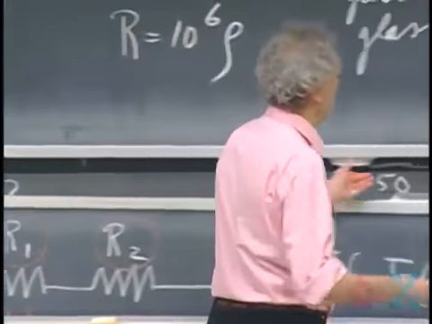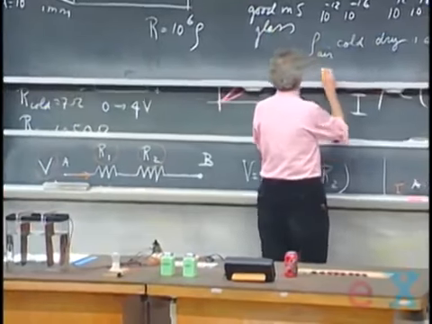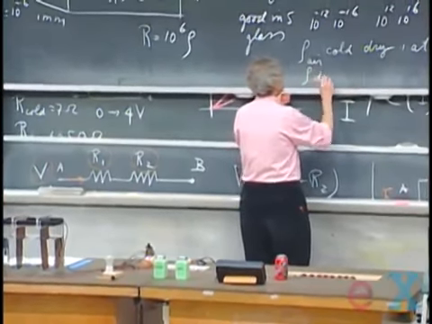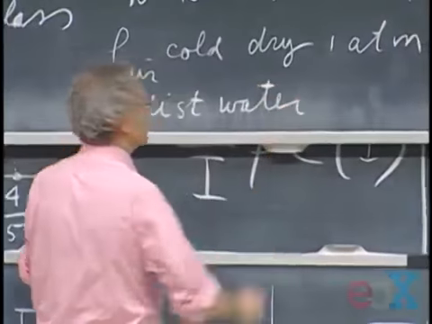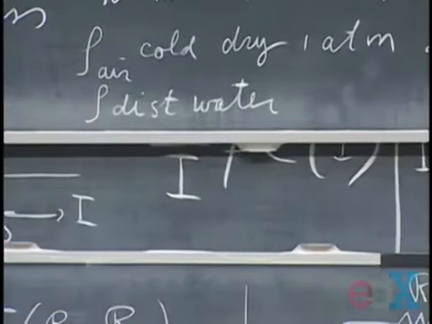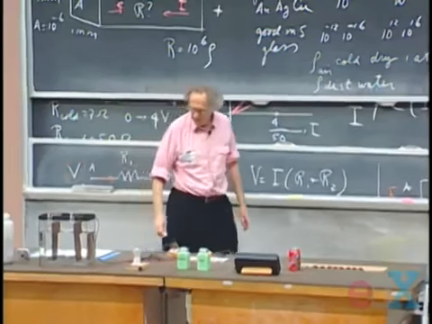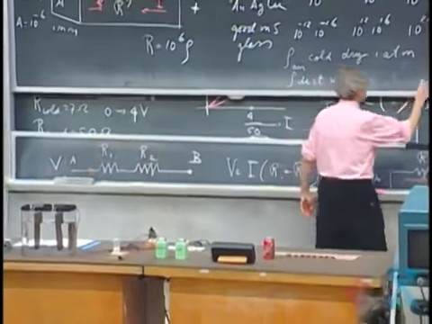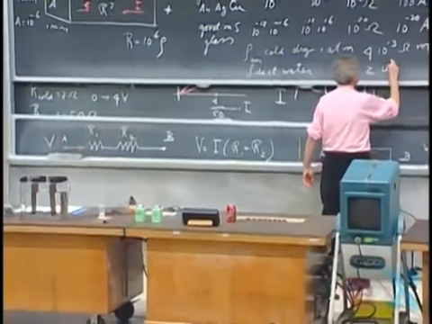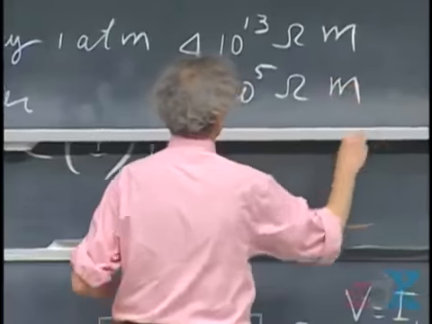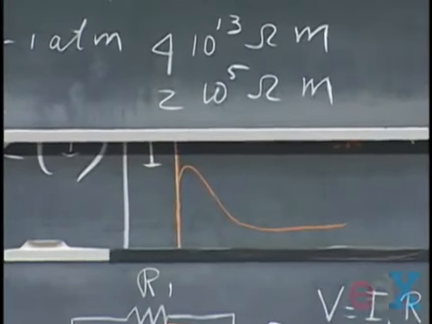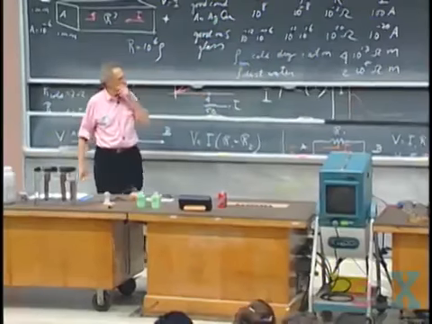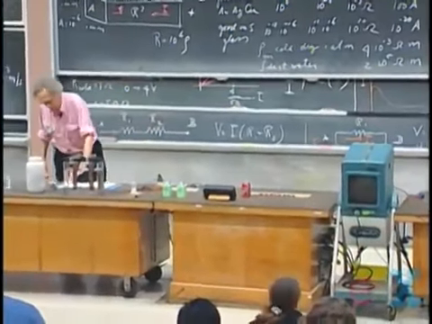And I would like to give you the number for water. So this is distilled water. That is about 2 times 10 to the 5th ohms. That is the resistivity, 2 times 10 to the 5 ohms.